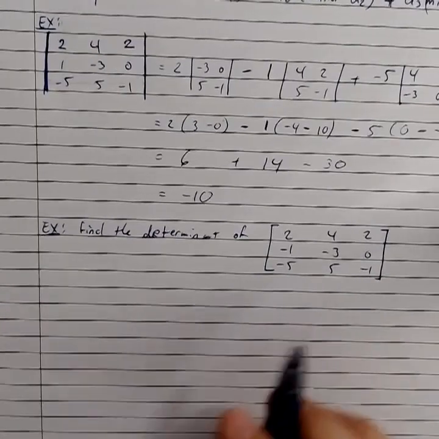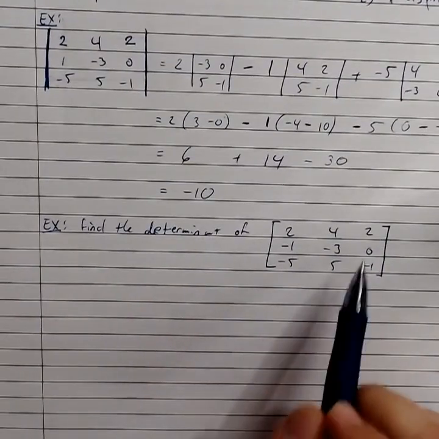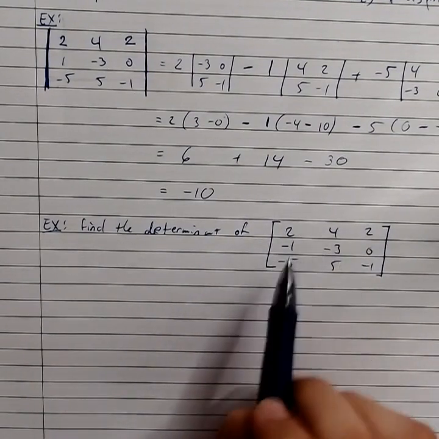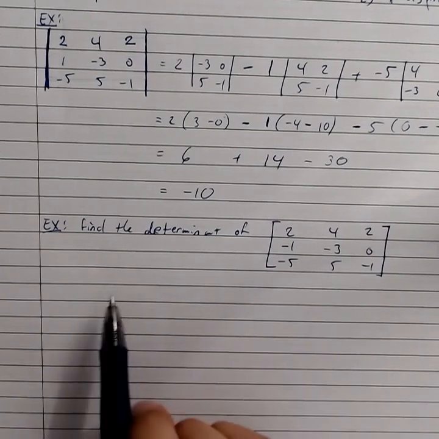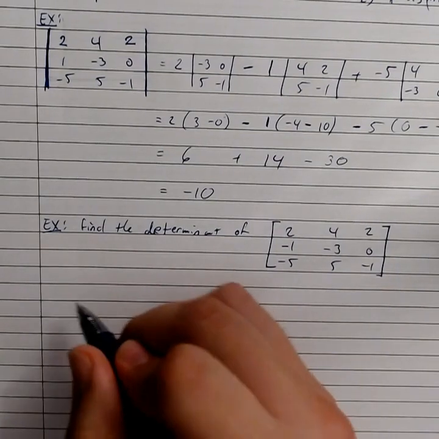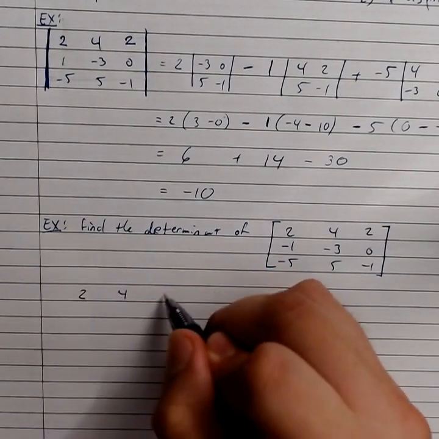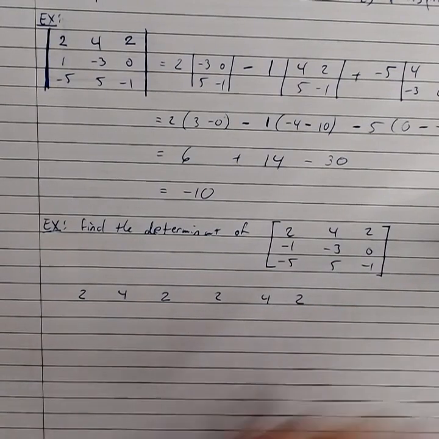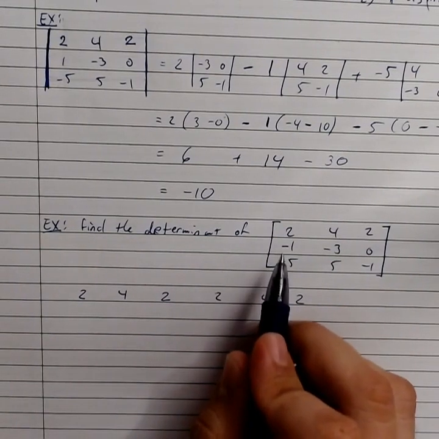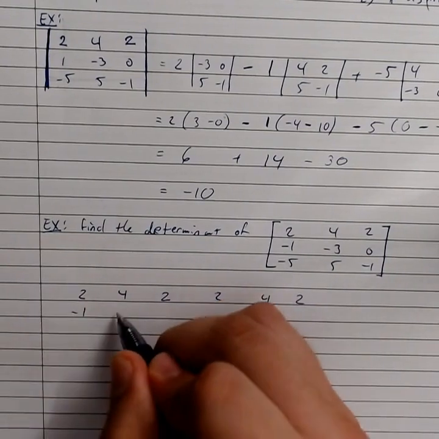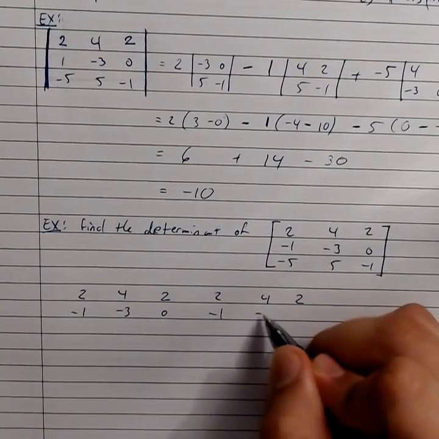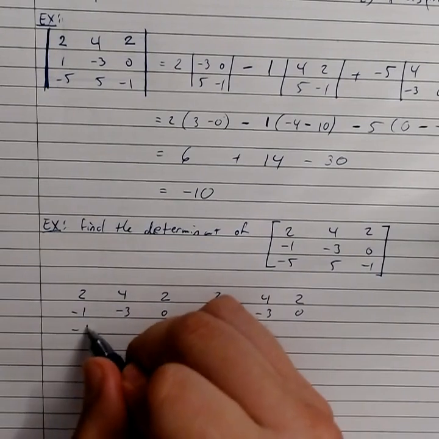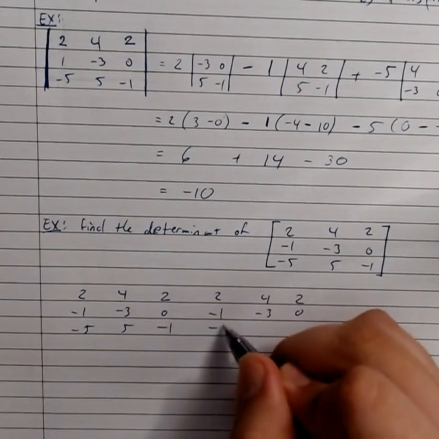Okay. The alternate way to do this, take this matrix. Don't worry about putting any brackets or anything. You can, but it's not necessary. Go ahead and take it, write it down twice, right next to each other. Meaning, I'm going to write 2, 4, 2. And then again, I'm going to write 2, 4, 2. Have some even spacing here. Then I'm going to have negative 1, negative 3, 0, again negative 1, negative 3, 0. And then negative 5, 5, and negative 1, and again negative 5, 5, and negative 1. Like that.